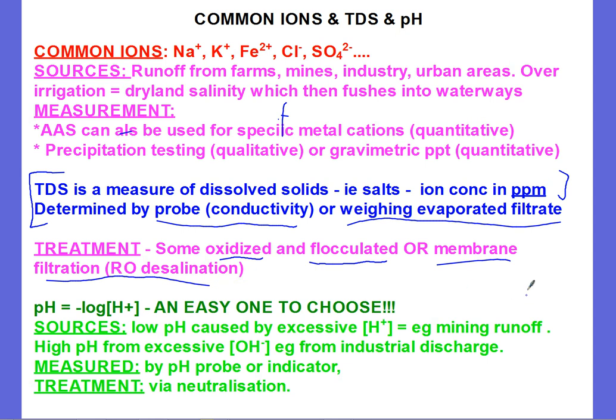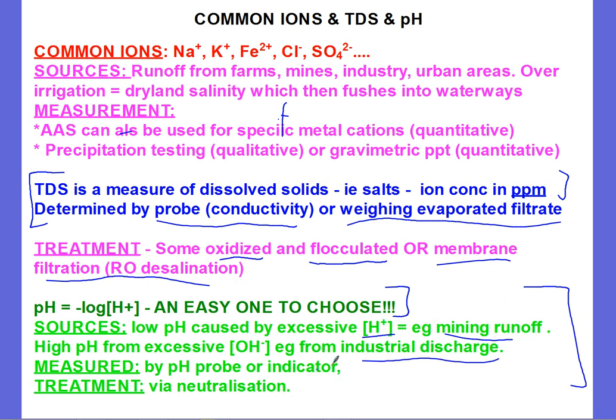Now pH is one we need to look at. pH is caused by hydrogen ions or hydroxide ions, and this is an easy one to choose. If you're going to talk about a pollutant and how you treat it, pH is really going to be a good choice because the sources are quite simple. If you've got acidic conditions or low pH, it's caused by excessive hydrogen ions, and that can come from mining runoff. If you've got high pH, that's from too many hydroxide ions, which could come from industrial discharge. So it's an easy source.